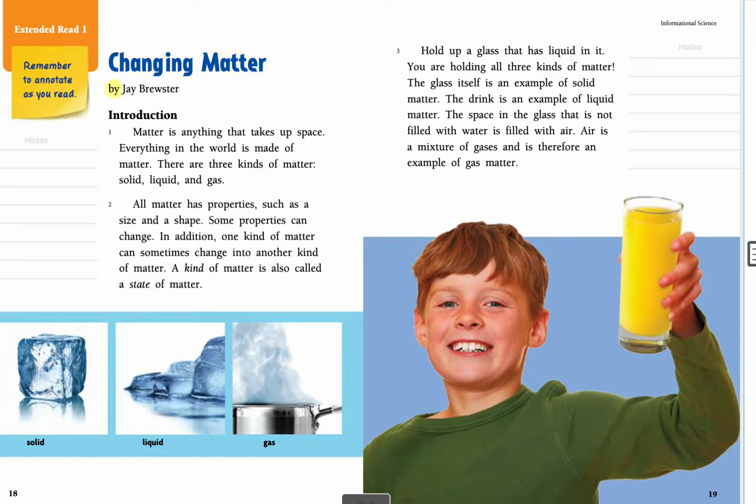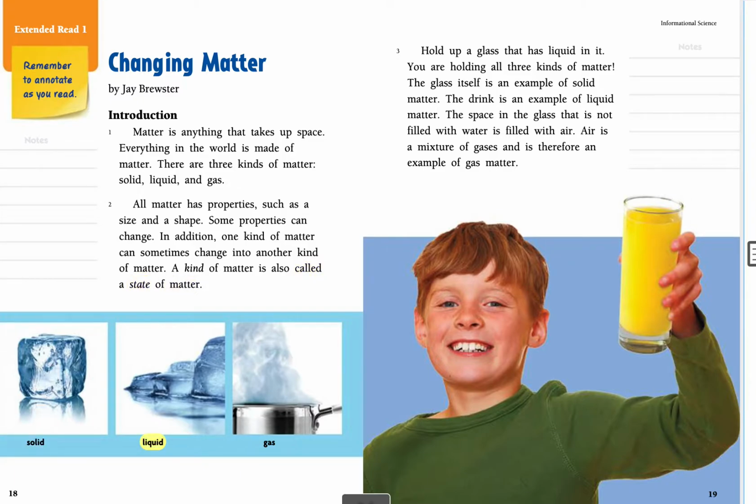Changing Matter by J. Brewster. Introduction. Matter is anything that takes up space. Everything in the world is made of matter. There are three kinds of matter: solid, liquid, and gas. All matter has properties such as a size and a shape. Some properties can change. In addition, one kind of matter can sometimes change into another kind of matter. A kind of matter is also called a state of matter.